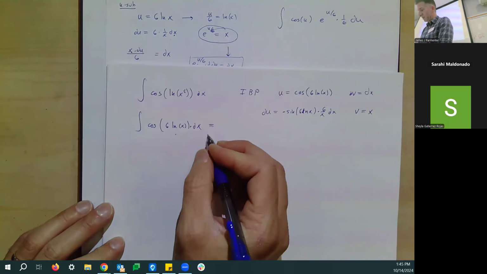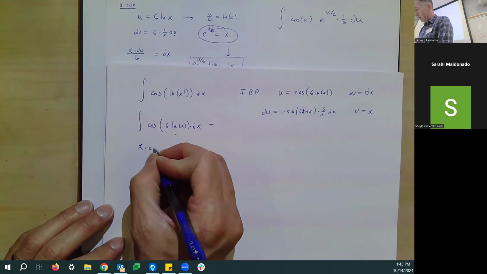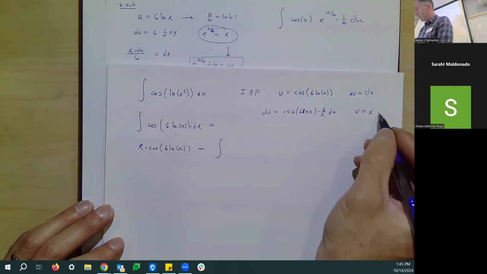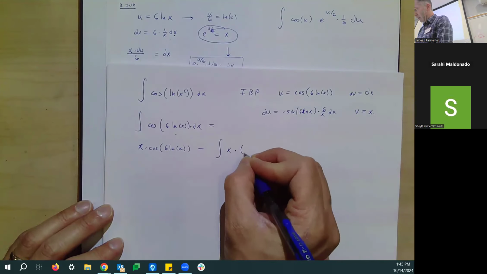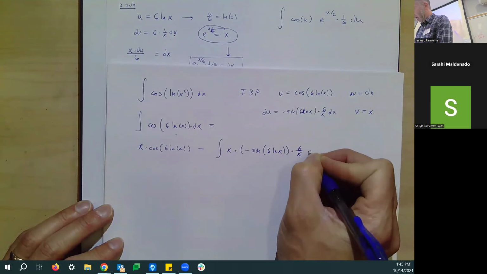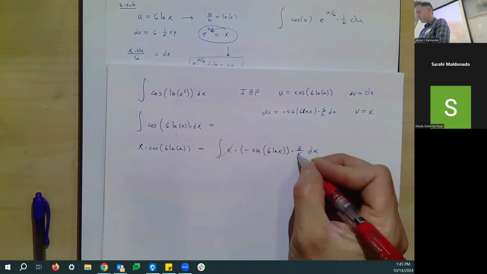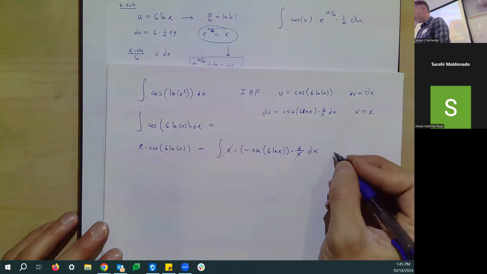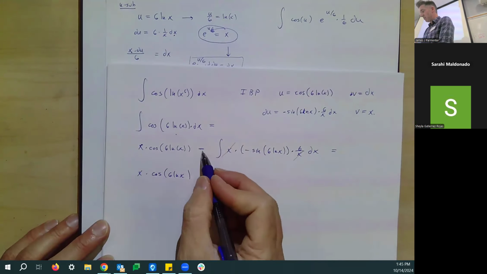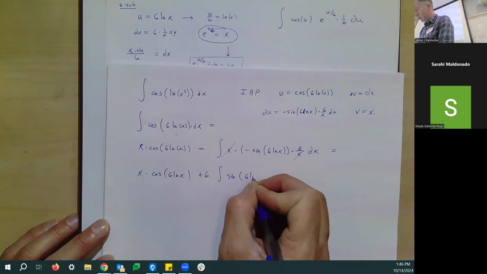This is going to equal the u times v. So u times v, I'm going to say that's x times cosine of 6 natural log of x, minus the integral of v times du, x times negative sine of 6 natural log of x times 6 over x dx. And very, very fortunately here, the x here and the x here cancel. So then we're going to end up with an integral that looks very, very similar to the integral that we started with. Minus minus is plus, bring out the 6. You've got a sine of 6 natural log of x.